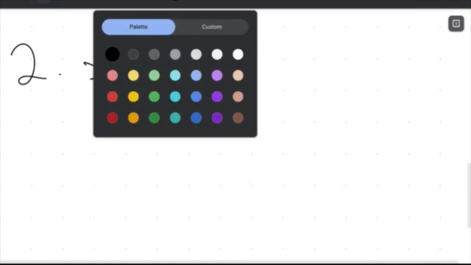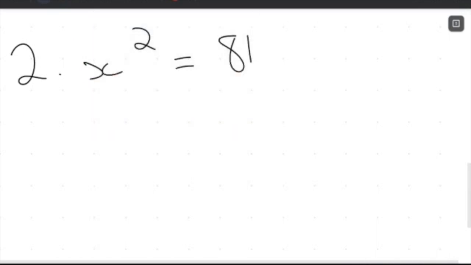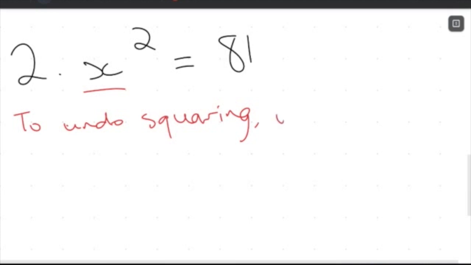I'll write that down here because that's an important point. To undo squaring, because remember these equations, when we solve them, it's all about undoing the things that happen around my pronumeral, we can take the square root of the number.